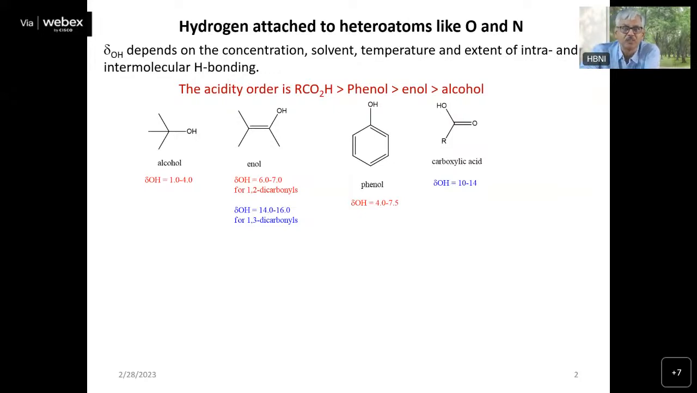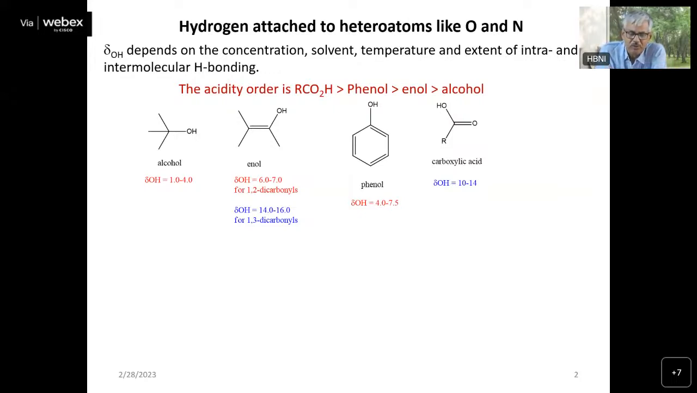For example, the alcohols normally come around a delta value of 1 to 4, depending on whether it is intermolecular hydrogen bonded or free hydroxyl. And then the enol comes around 6 to 7 ppm, then phenol around 4 to 7.5 ppm, and the carboxylic acid beyond 10 ppm.